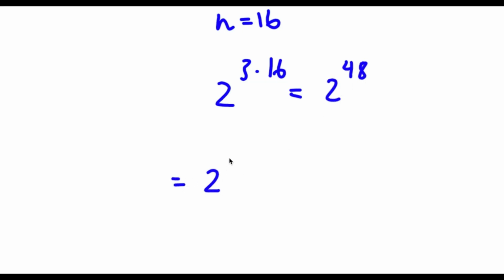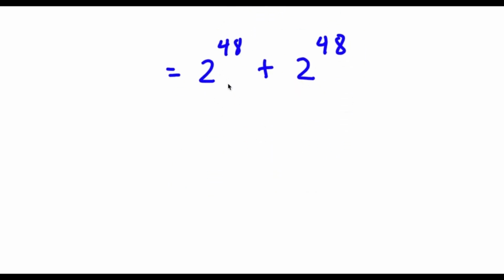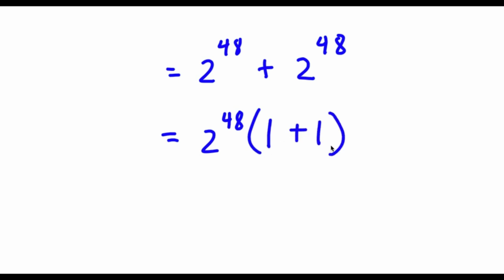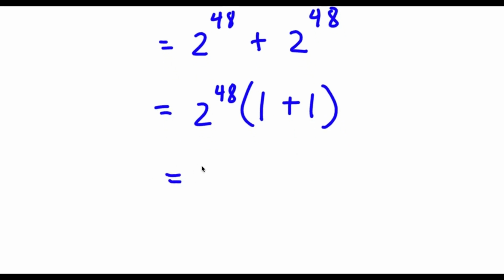Now I have 2 to the power of 48 plus 2 to the power of 48. From here, if I factor out 2 to the power of 48, I get 2 to the power of 48 times 1 plus 1, because 2 to the power of 48 divided by 2 to the power of 48 is 1. Now 1 plus 1 is equal to 2, so I have 2 to the power of 48 times 2.